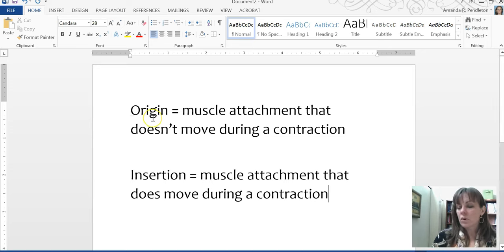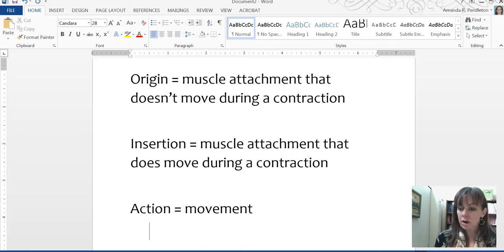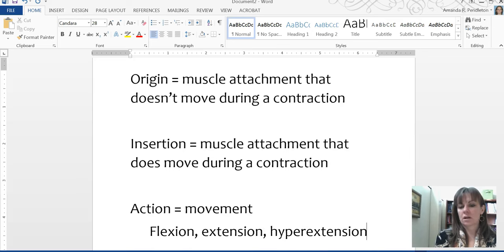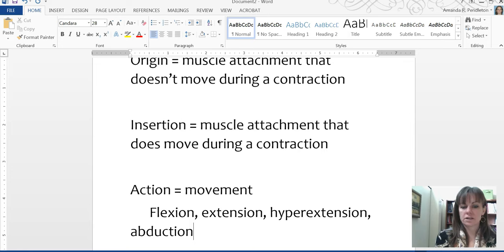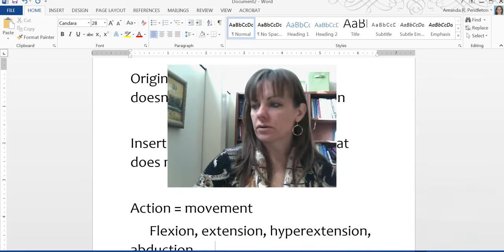Now, what this does is lead to an action, which is the movement. The terms we're going to use are terms that you're already familiar with from the joints chapter. An action could be flexion, extension, hyperextension, abduction. All of these terms that you learned previously are actions.